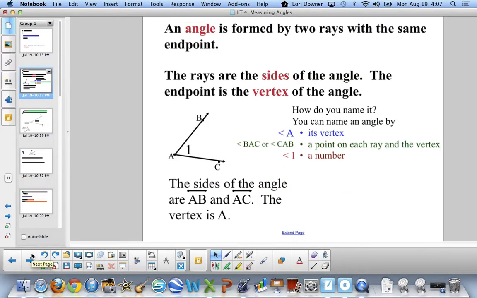An angle is formed by two rays with the same endpoint. The rays are the sides of the angle. The endpoint is the vertex of the angle. So how can you name it? You can name it several ways.